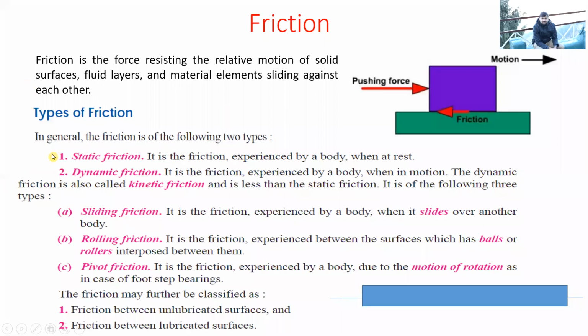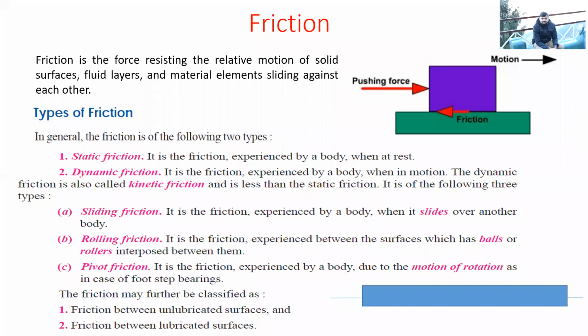Now, what are the types of friction? So in general, friction is of the following two types. One is static friction and the other one is dynamic friction. So what is static friction? It is the friction experienced by a body when it is at rest. So when a body is at rest, the friction experienced by it is called static friction.